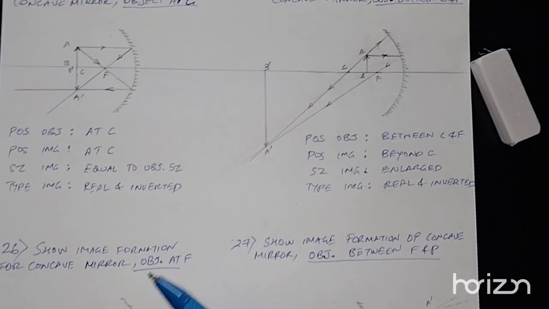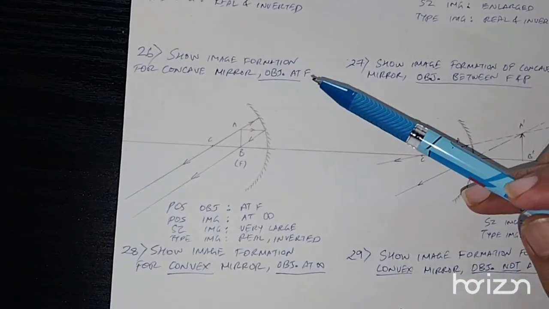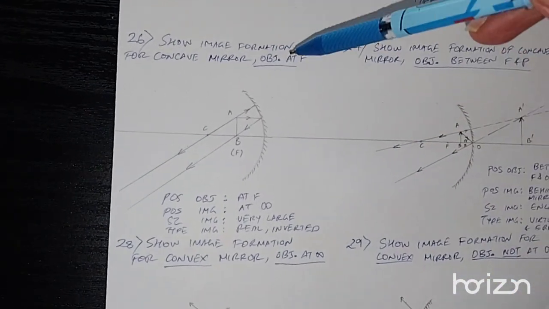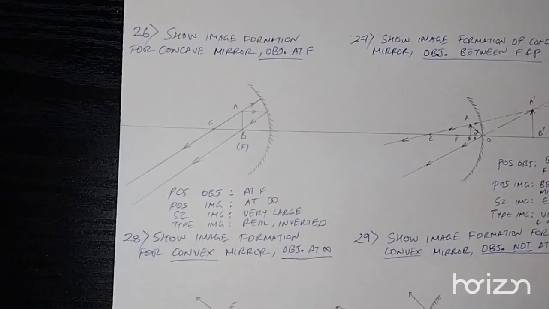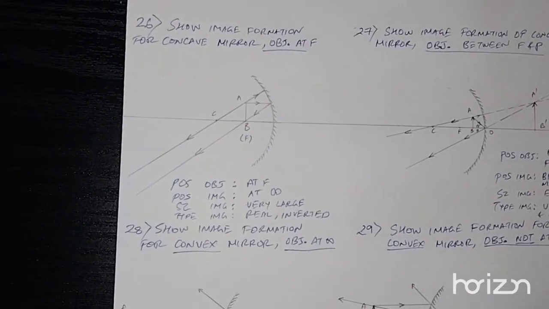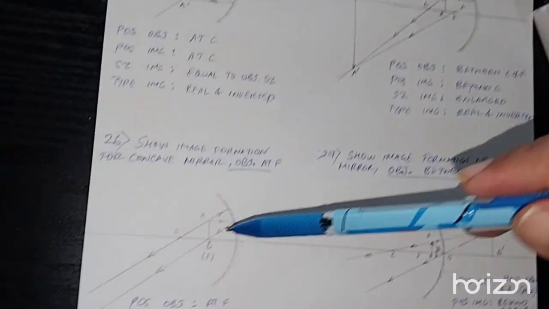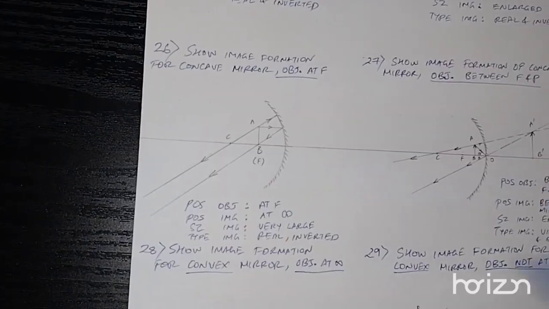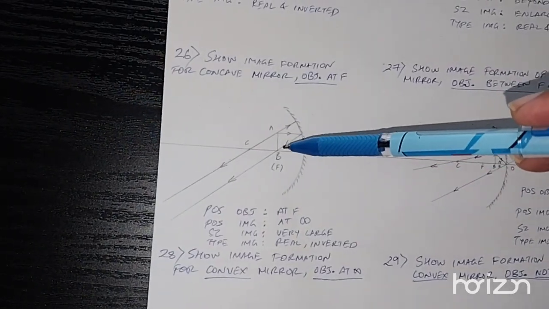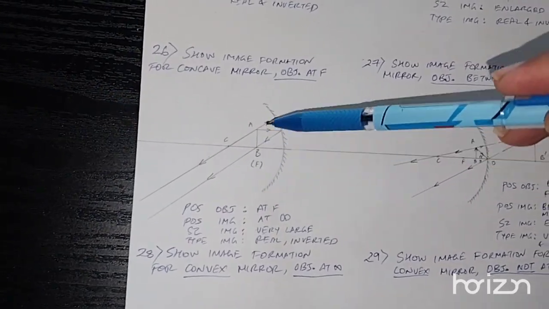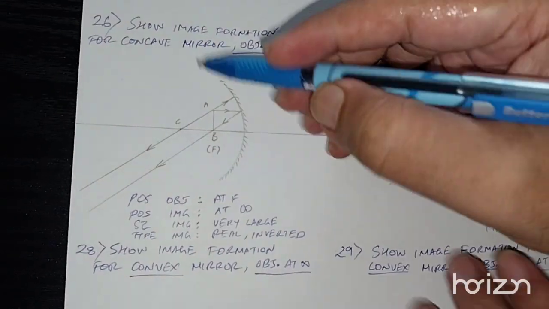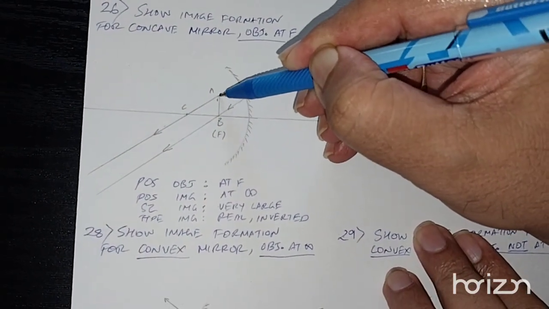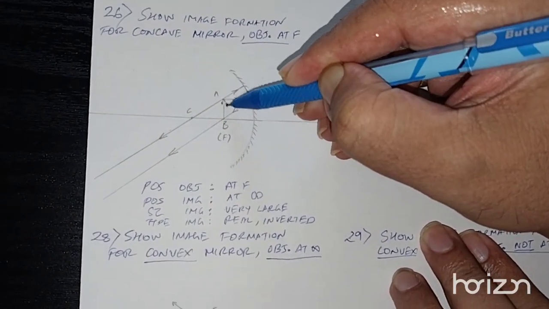Okay. Next question. Show the image formation for concave mirror, object at F. See, you had it at C, then you had it between C and F. Now you are placing it at F. If you place the object exactly at the focal point, AB is standing up here, so the arrow is pointing up like this.